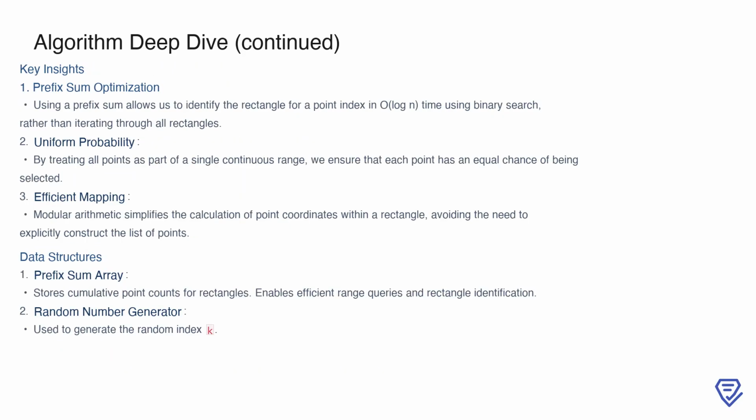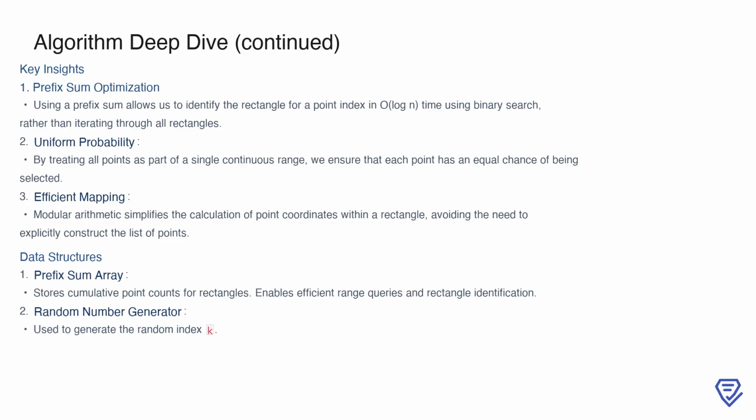This algorithm relies on a few key insights. First, the prefix sum optimization allows us to identify the rectangle for a given point index in O(log n) time using binary search, rather than iterating through all the rectangles. Second, by treating all points as part of a single continuous range, we ensure uniform probability for selecting any point. Each point has an equal chance of being chosen because the random index is uniformly distributed across the total points. Third, the use of modular arithmetic makes the mapping of indices to points within a rectangle efficient, avoiding the need to explicitly generate all points in advance.